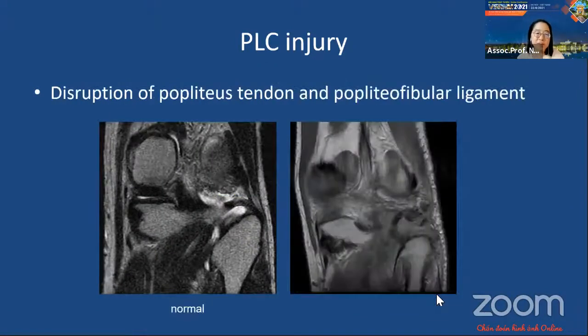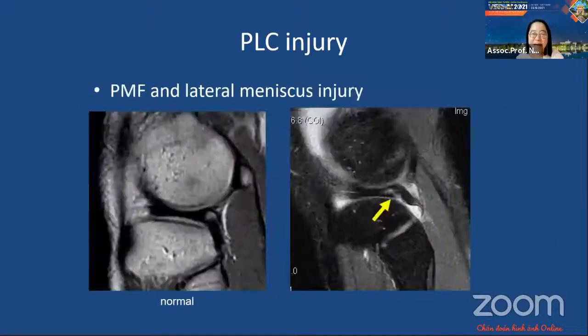Another one, when you can find proximal tendon and proximal fibular ligament injury: normally the tendon is curved, and this is the wavy proximal tendon. You also have the stump of the proximal fibular ligament here. And don't forget to look at the fascicle, where you can have a clue to lateral meniscus injury. Whenever you find lateral meniscus injury, look at this fascicle.